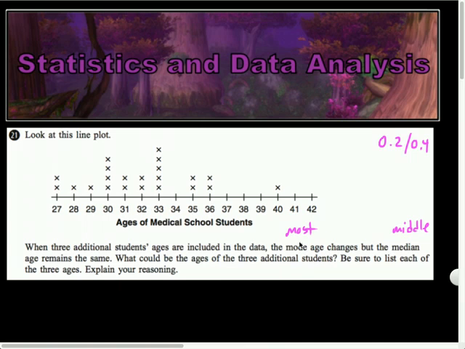So, what is the current mode in our data? 33 is the mode, and I know that because it has the greatest stack, right? It's taller than the rest, so the most of the students are 33 years old.